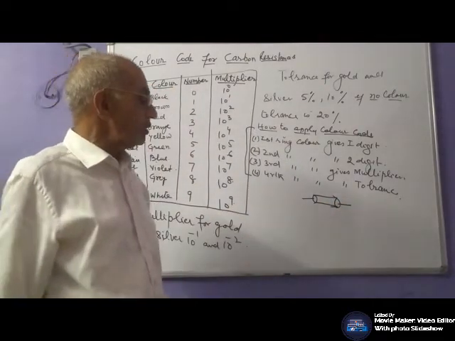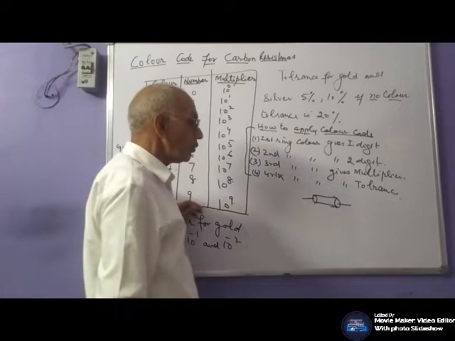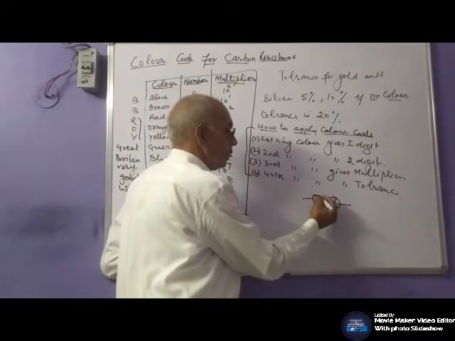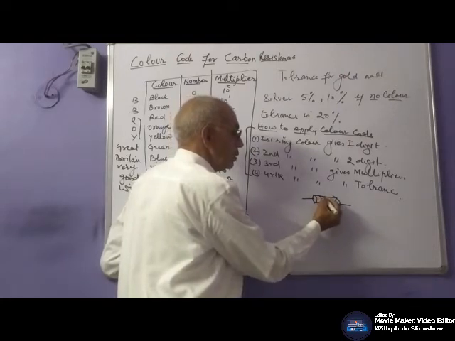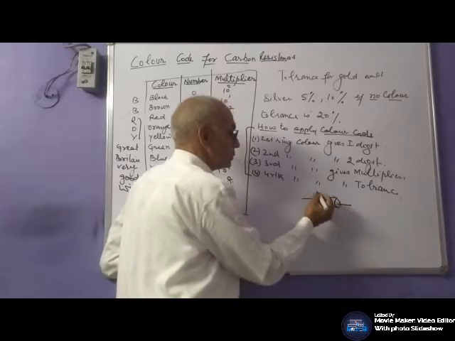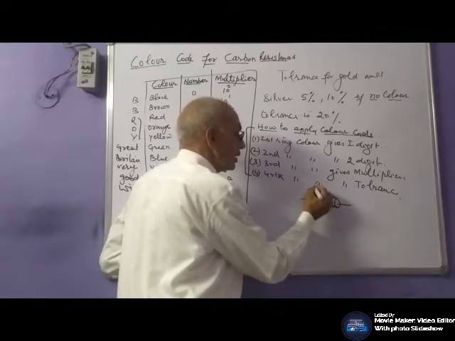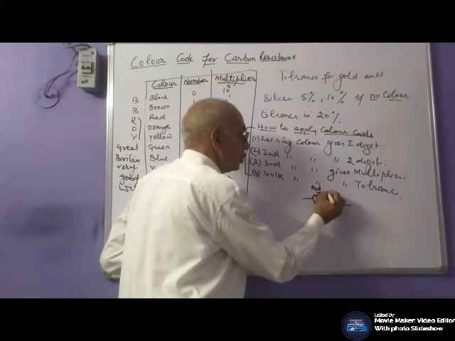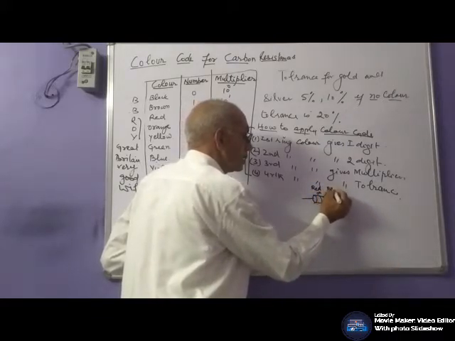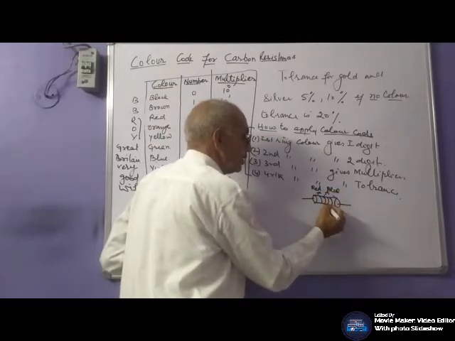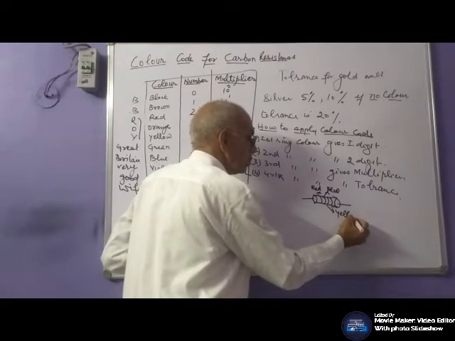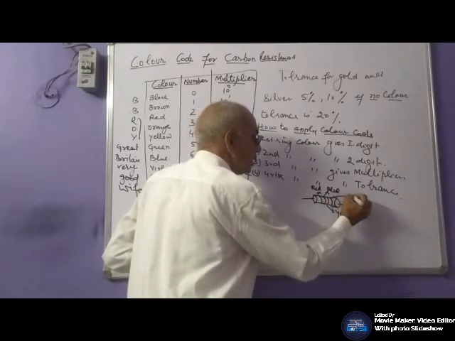It is having 3 or 4 rings of different colors. Count from the left: 1, 2, 3, 4 rings. Say it is red. Say it is blue. Second. Say it is yellow. Say it is gold.